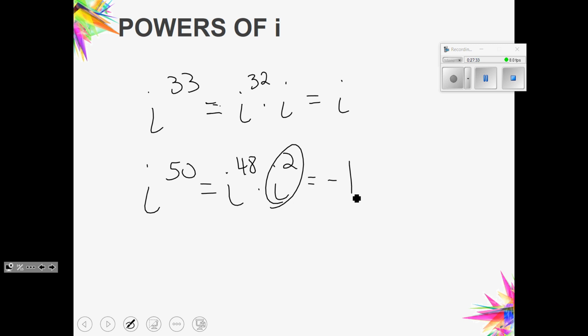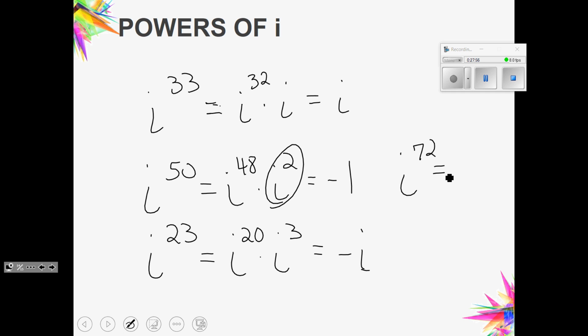What if I had i to the 23rd? What's the highest multiple of 4 that goes into 23? It would be i to the 20th times i cubed, and we know i cubed is equal to negative i. So if you have those first 4 memorized, and I looked at i to the 72nd, what's the highest multiple of 4 that goes into 72? 72 is evenly divided by 4, so that's equal to 1.